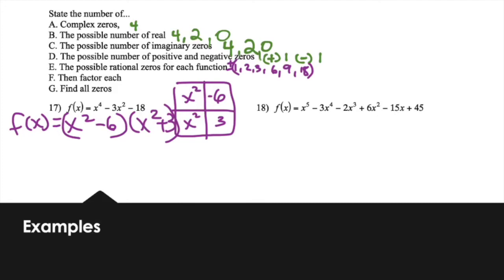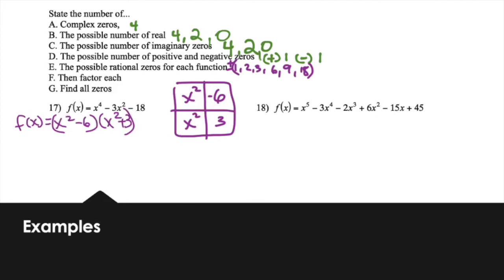So we're going to find the zeros of this for the next letter G here. When we're finding the zeros, it means we set it equal to 0. That means I set each of those equal to 0. So we're going to have x squared minus 6 equal to 0 and x squared plus 3 equal to 0. We're going to add that 6 to the other side. We'll have x squared equals 6. Take the square root, and we'll have x equals plus or minus square root 6.